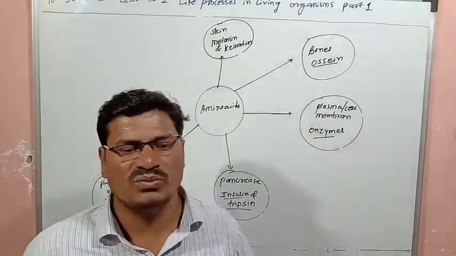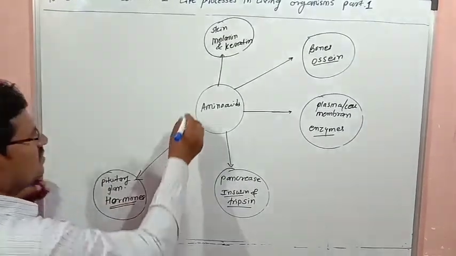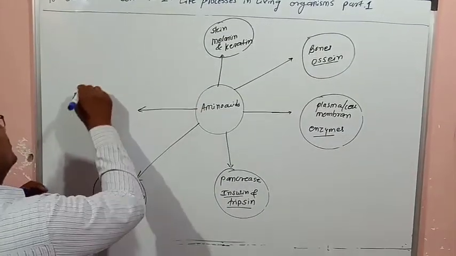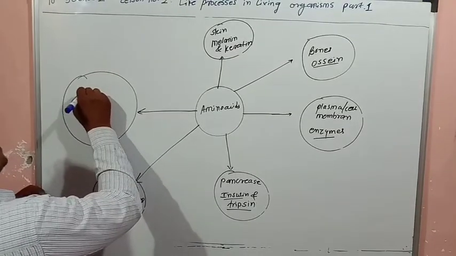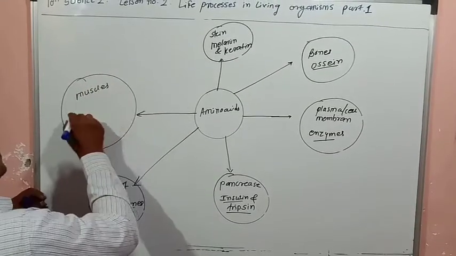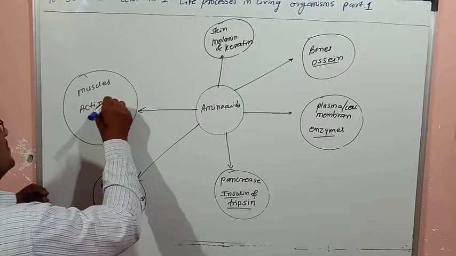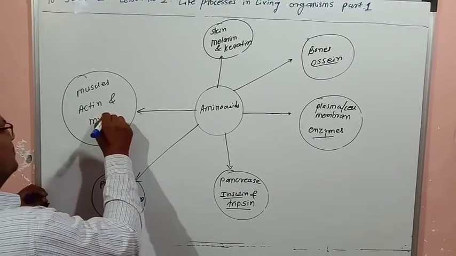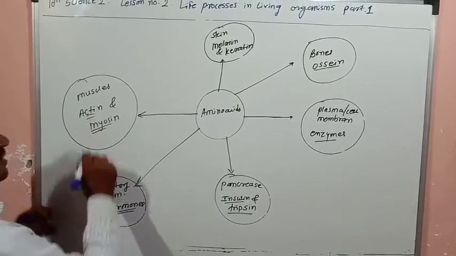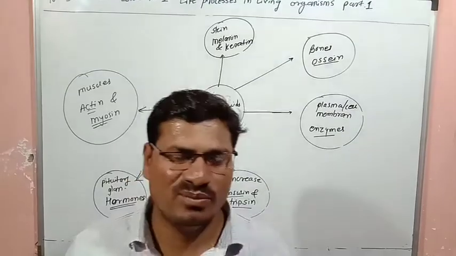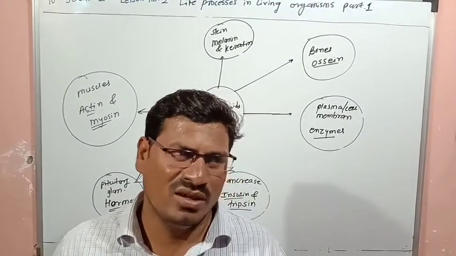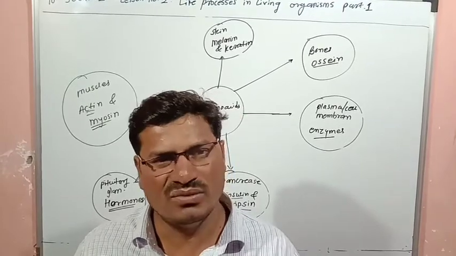Next part is the muscles. In the muscles, which proteins are there? Actin and myosin, these two proteins are there, and these are necessary for the contraction and relaxation of muscles.